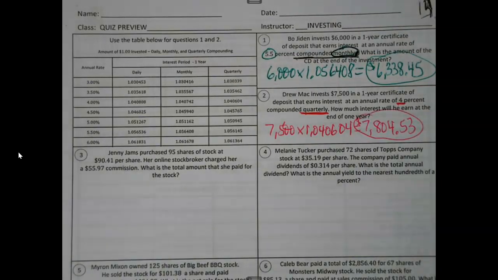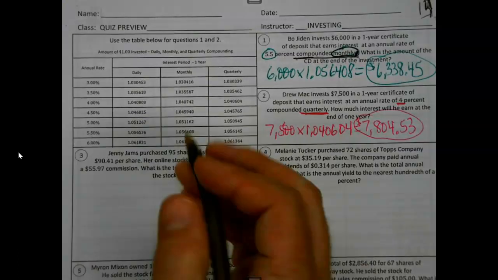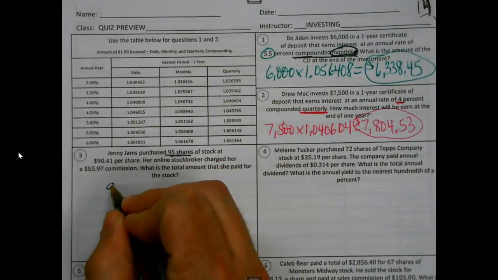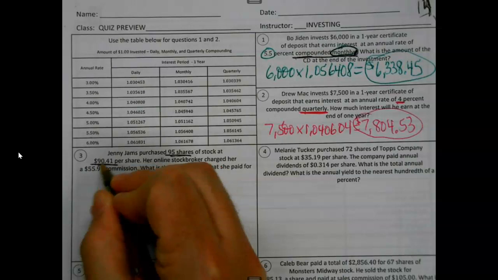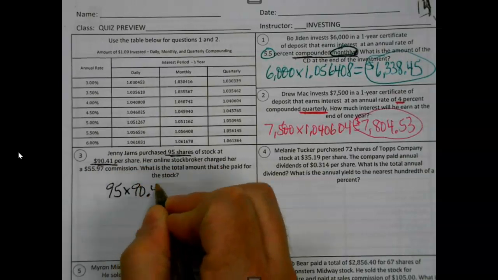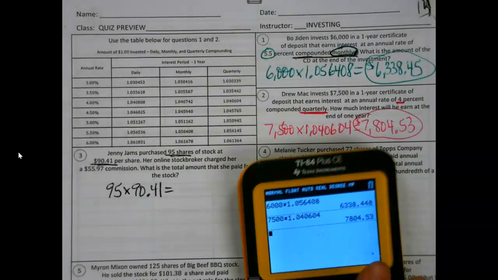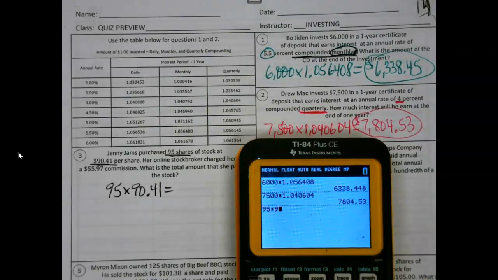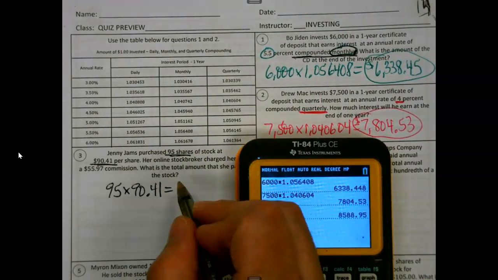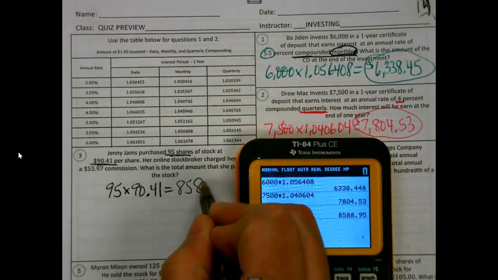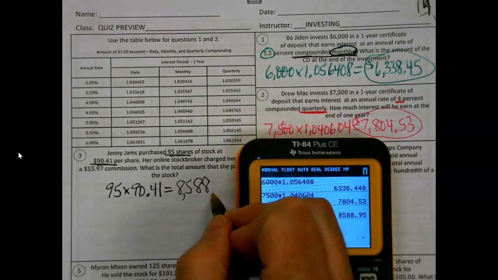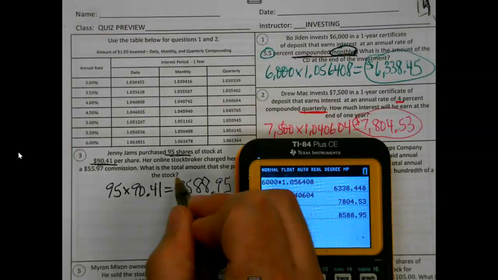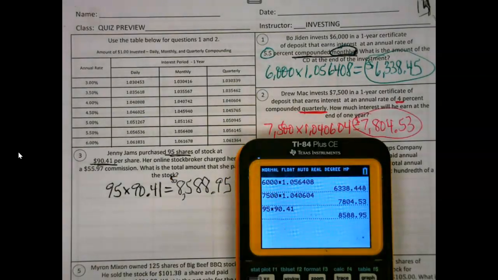Jenny purchased 95 shares of stock at $90.41 per share. Her online broker charged her a $55.97 commission. What's the total amount she paid for the stock? Real straightforward. How much did I buy? How much did it cost? That'd be my straight actual cost of my stock. So if I was able to purchase it myself, which I'm not, you got to do it through a broker, that would be the cost of the stock, but that's not the end.